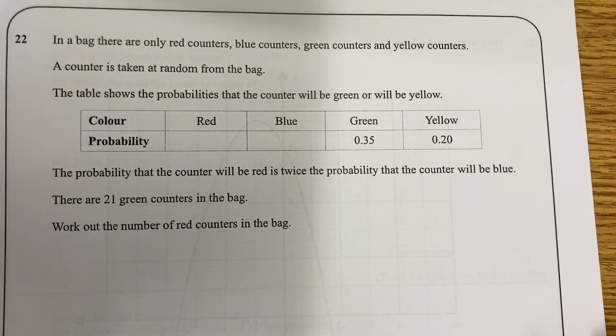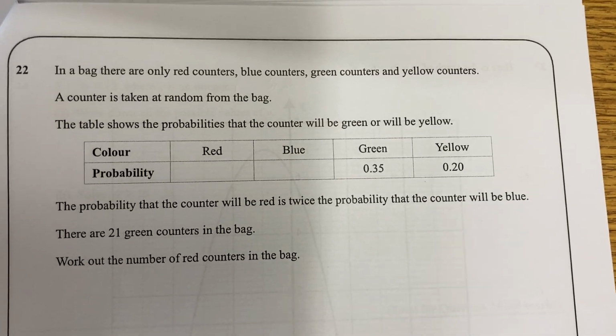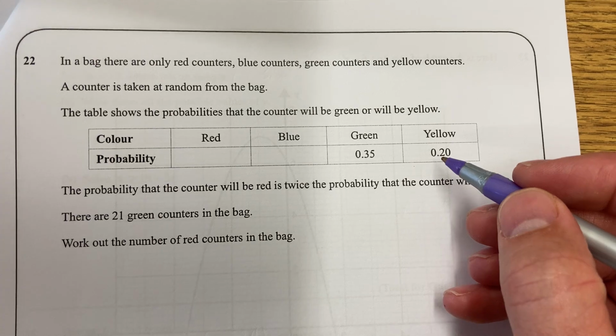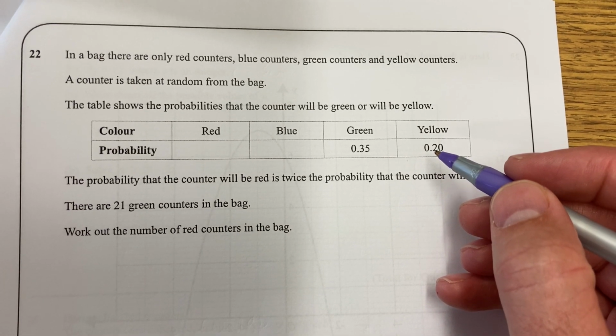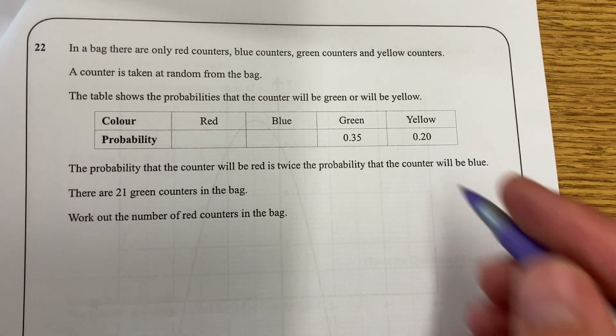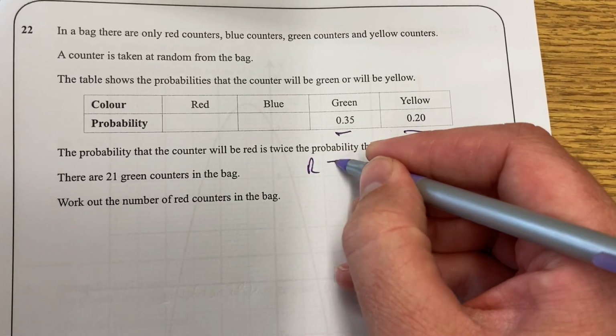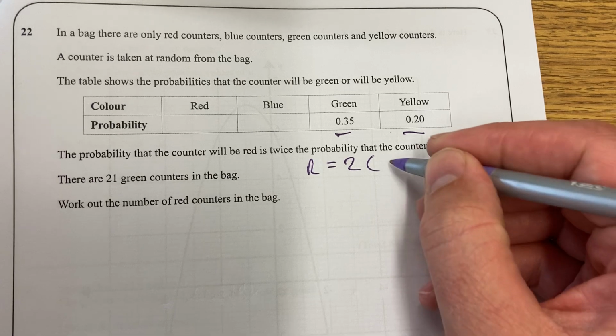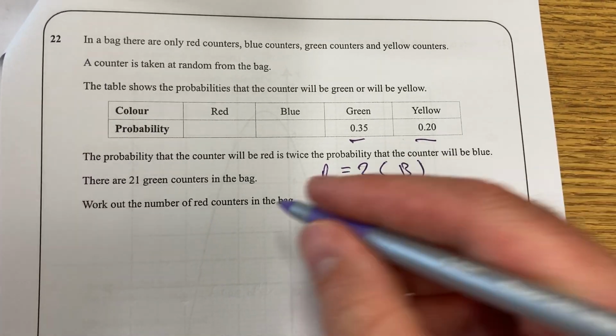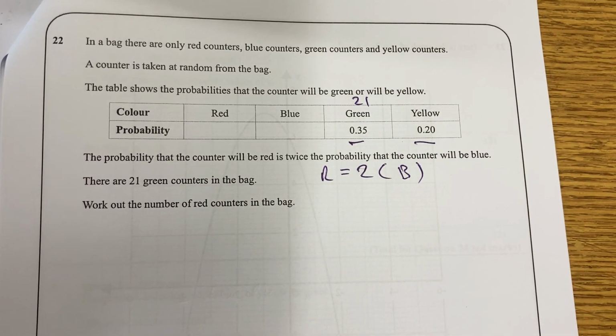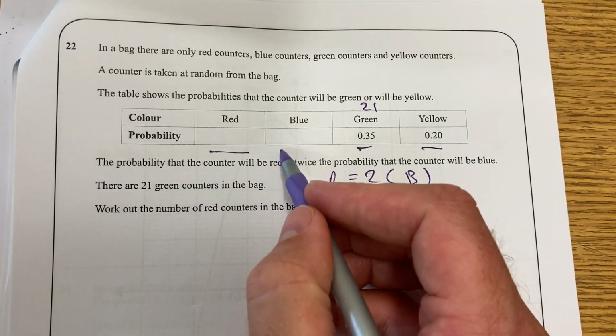Okay, question 22. In a bag, there are only red, blue, green, and yellow counters. A counter is taken at random from the bag. The table shows the probabilities for green and yellow. The probability that the counter will be red is twice the probability that it'll be blue, and there are 21 green in the bag. Okay, first I'm going to work out what red and blue are.